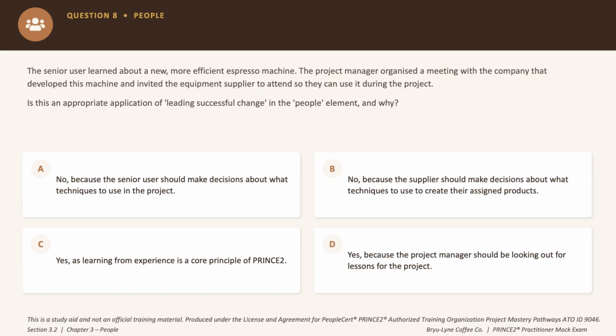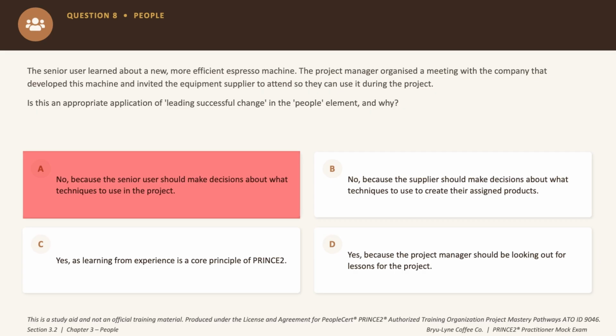Right, so the senior user has spotted a new espresso machine and the project manager sets up a meeting between the supplier and the machine's developer. Question is, is this an appropriate application of leading successful change in the people element and why? Now option A says no because the senior user should decide which techniques get used. Now if you think about it, it is not correct because technical choice or technique choice, let's say, for a supplier's own products doesn't sit with the senior user. It sits with the senior supplier.